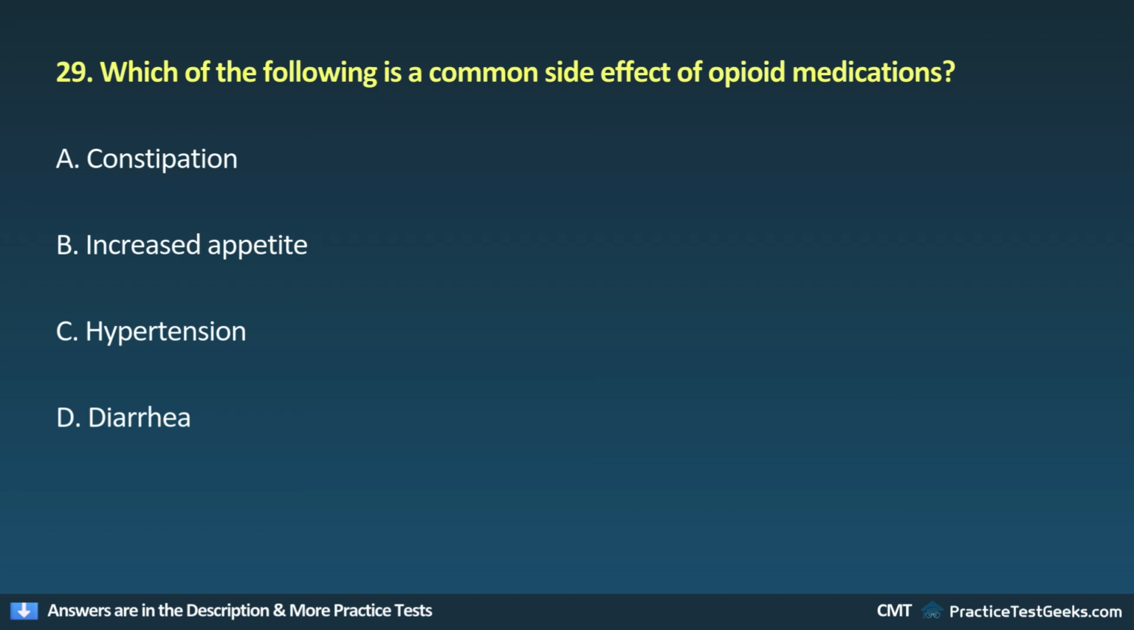29. Which of the following is a common side effect of opioid medications? A. Constipation. B. Increased appetite. C. Hypertension. D. Diarrhea.